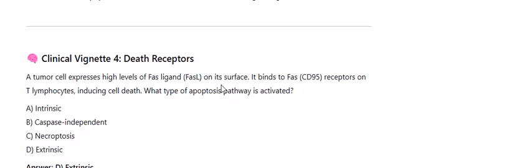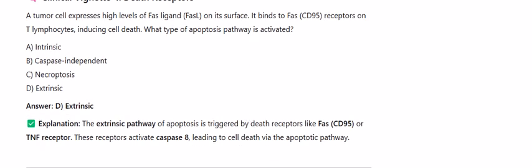Explanation. The extrinsic pathway of apoptosis is triggered by death receptors like Fas, CD95, or TNF receptor. These receptors activate caspase 8, leading to cell death via the apoptotic pathway. Clinical Vignette 5. Apoptosis versus necrosis.